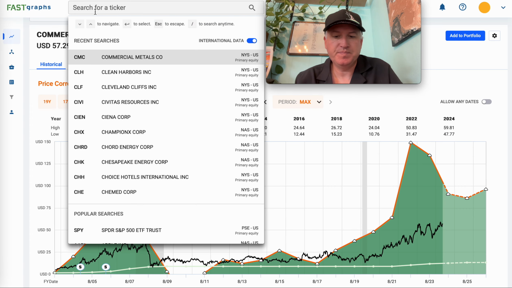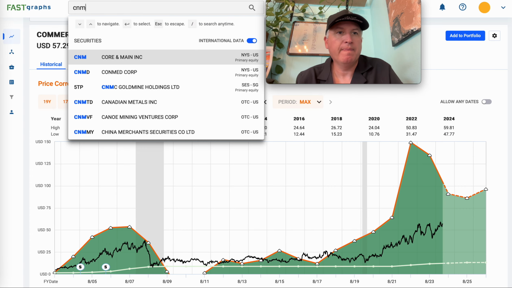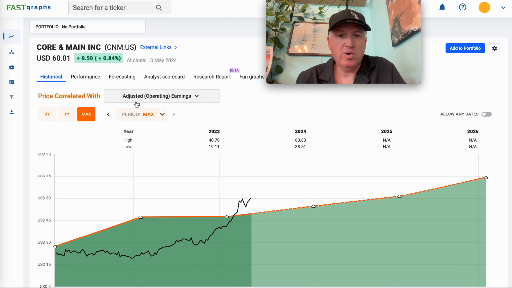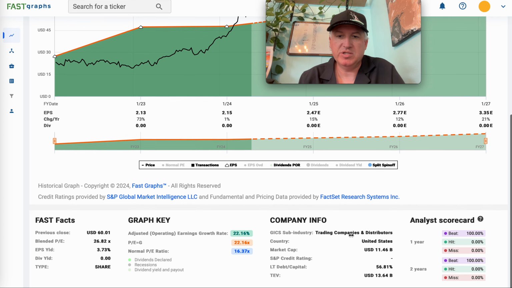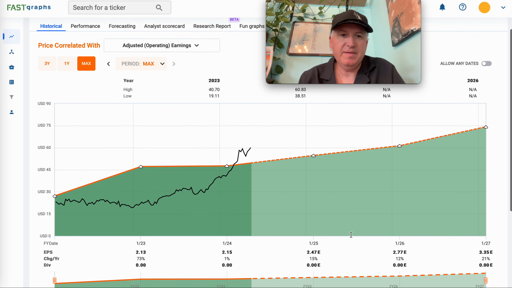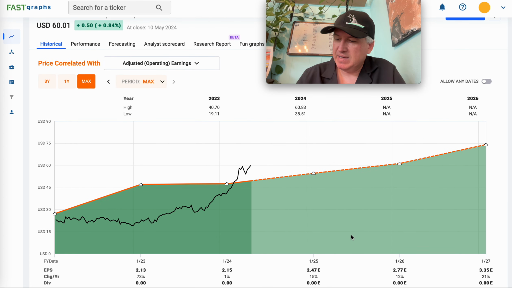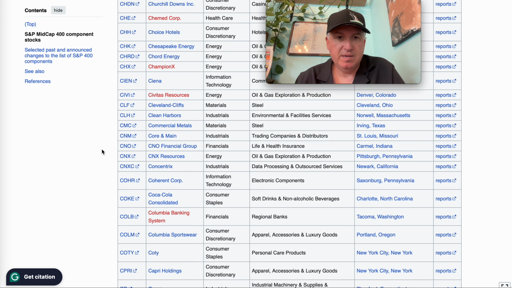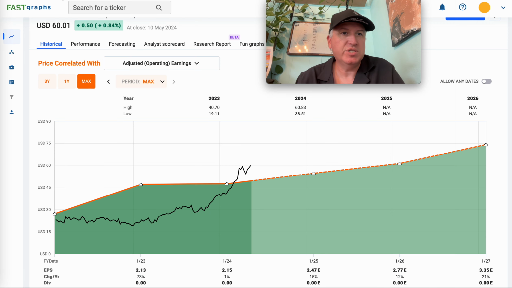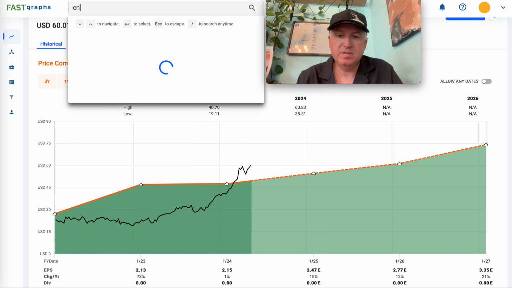CNM. Core and Main, not enough data for me on this one. Let me see what they do for the growth strategy maybe. Trading company, 3 years worth of data. I'm going to say not enough data. CNO, which is a financial.